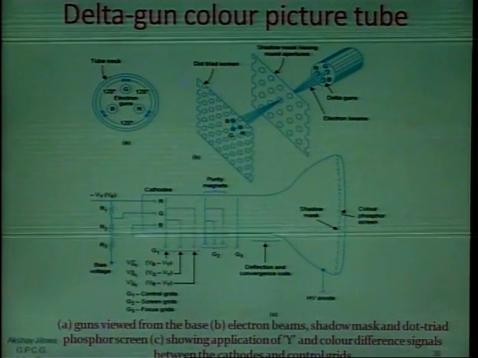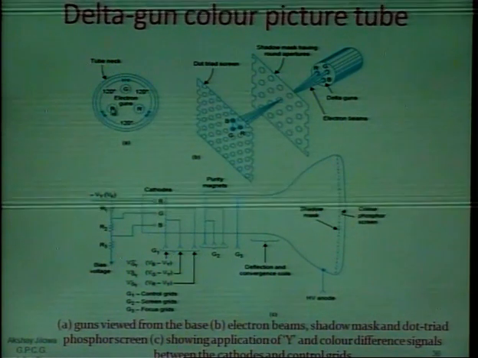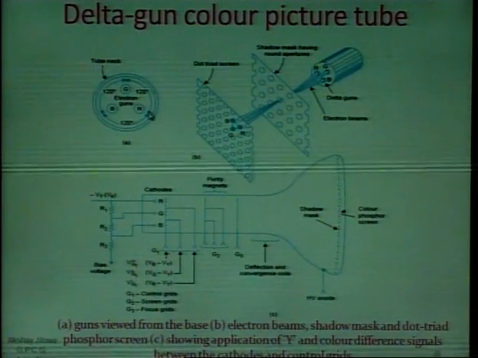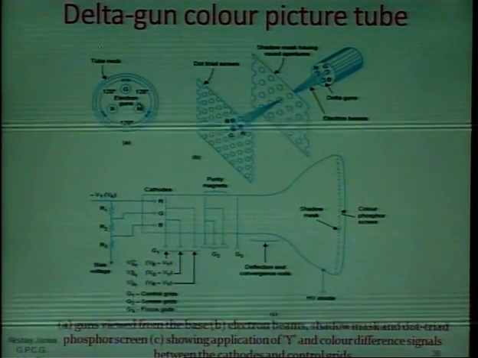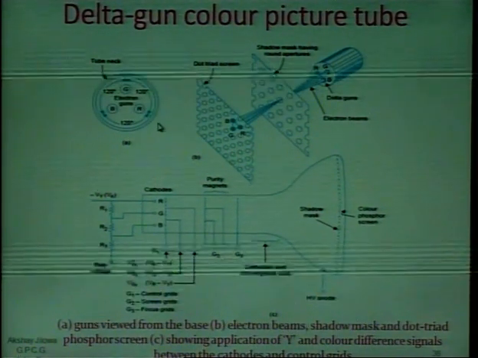So, this is one type of tube. Because these three spots are arranged like this at 120 degrees apart, they form a triangle, or delta. That is why the name given to this color picture tube is delta color picture tube.